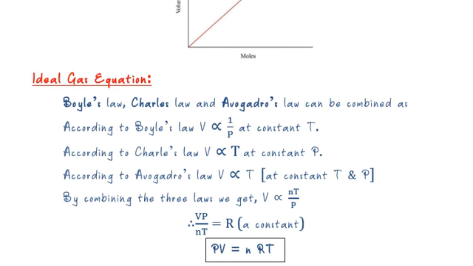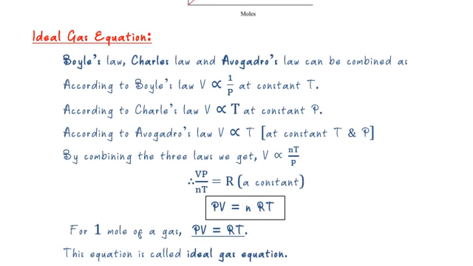So PV by nT is equal to R, where R is a constant. So PV is equal to nRT. For 1 mole of a gas, PV is equal to RT. Here n is the number of moles. This equation is called the ideal gas equation. What is this called? Ideal gas equation.